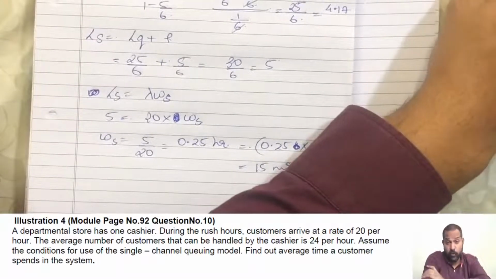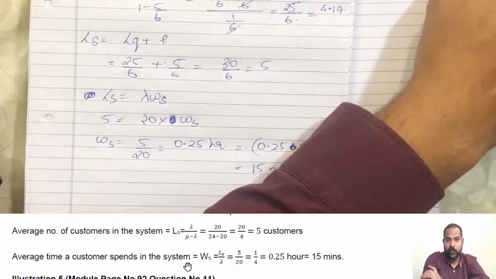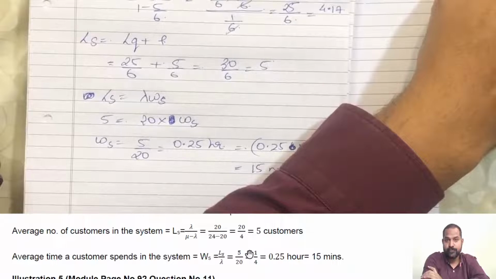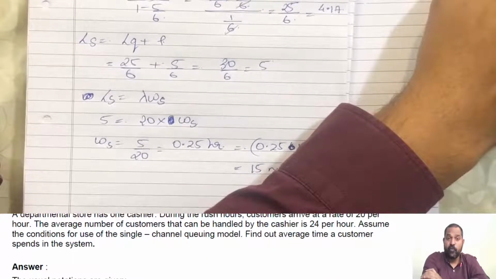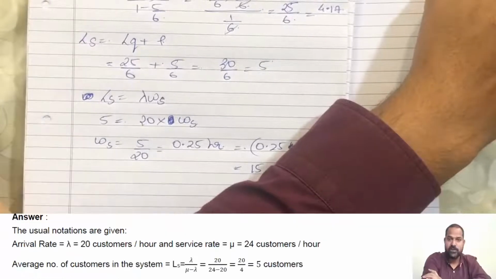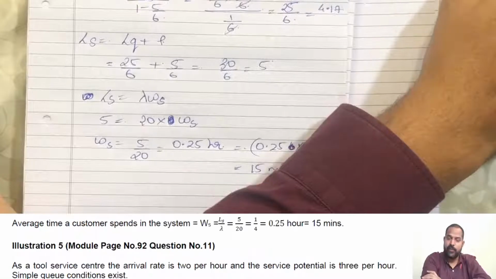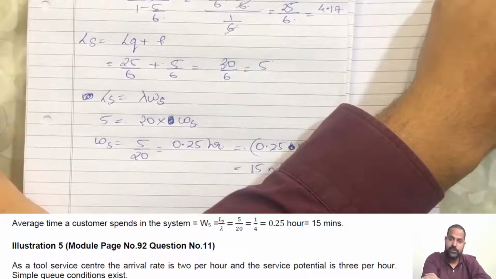Now see, what they could have done is, they could have directly used a WS formula, which is what they have done, if you notice. No, they have done LS. Yeah, so LS they found directly using a formula. I haven't done that. I found LQ from LS, LS from WS. Anyway, the final answer is 15 minutes. Correct? Which is same in both cases. So our answer is perfect. That is question number 4.